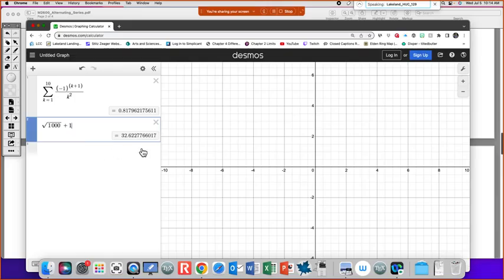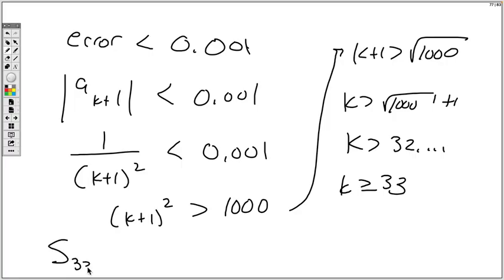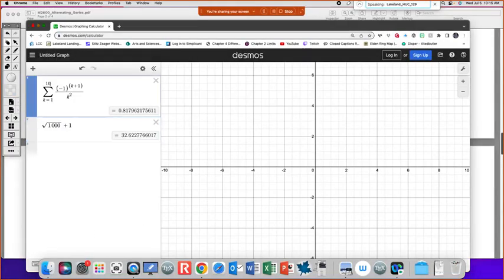So that would be 32 and change. So k would have to be at least what? 33. You follow or not, folks? And so you would look at S33. I'm just going to pop up here, put a 33 in there, boom.